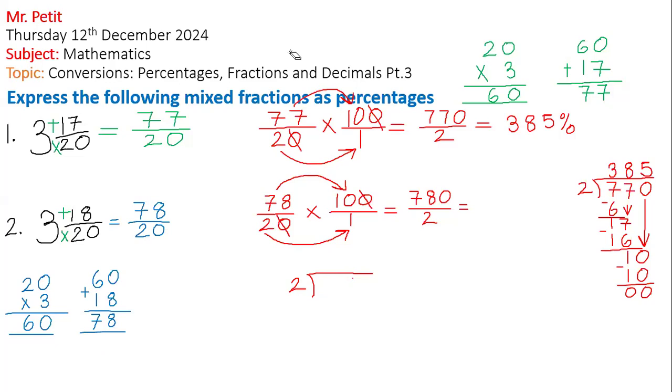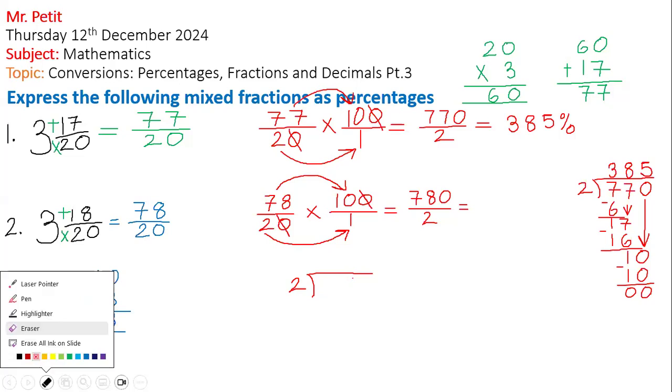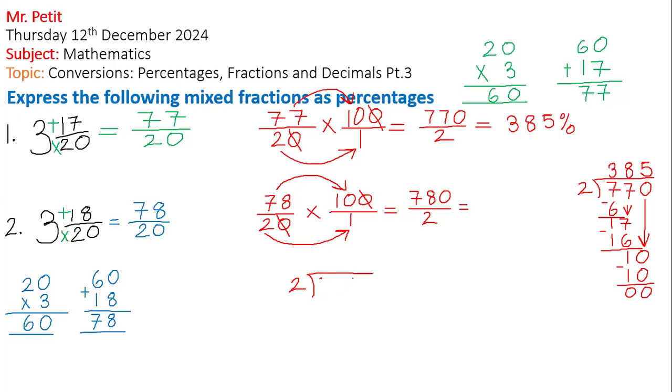So we have 780 and 2 goes inside. How many times does 2 go into 7? 3. 2 times 3 is what? 6. 7 minus 6 is what? 1. Bring down the 8.